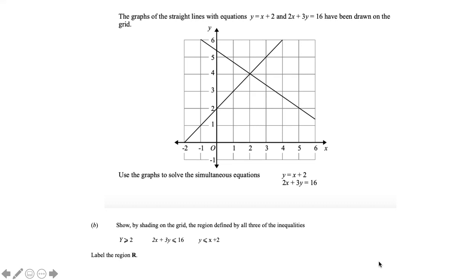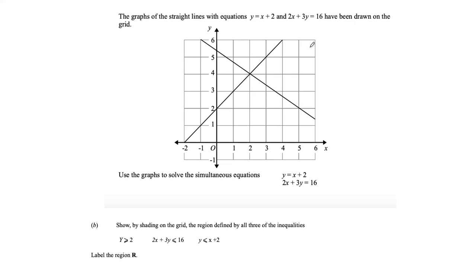Right, today we're looking at solving simultaneous equations using a graph. So now the question says, the graph of the straight lines with the equation y equals x plus 2 and 2x plus 3y equals 16 have been drawn on the grid. Use the graphs to solve the simultaneous equations.